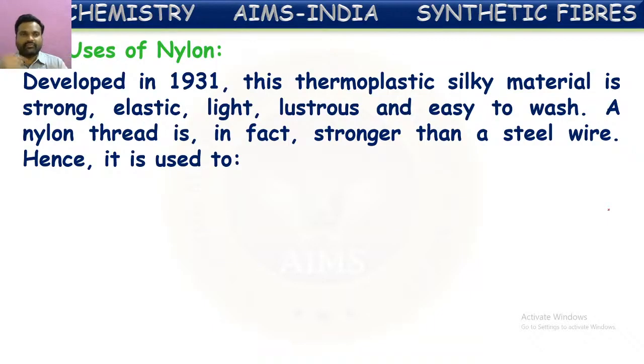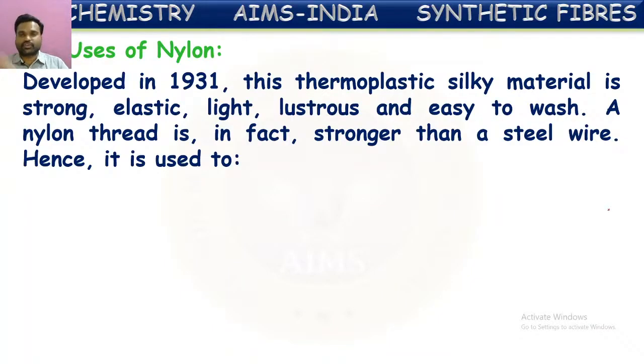It is very tough and elastic also, and it has luster. It is shiny and it can be washed very easily. Because of all these unique properties, nylon is very special among all the synthetic fibers. A nylon thread is in fact stronger than a steel wire. Yes, if you take two wires with the same thickness, one of steel and one of nylon, the nylon wire is much stronger than the steel wire.